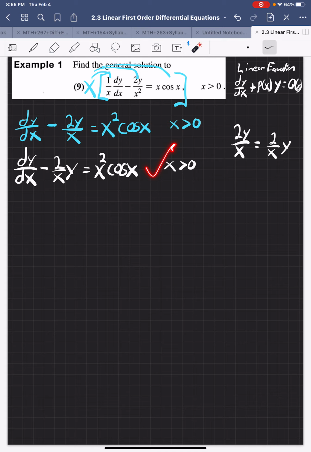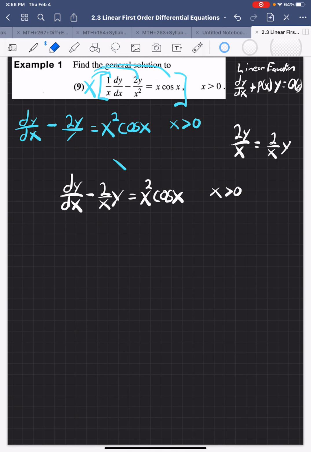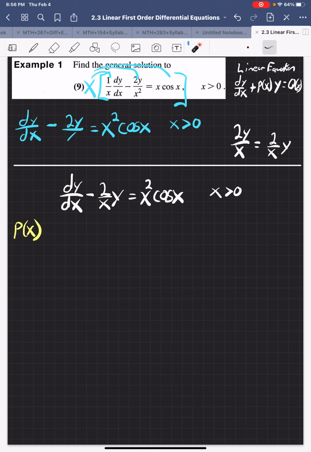And how do we go about using that method that we talked about in the previous video? Well, the first thing, let's start to grab some information. What we know at this point is that p of x, because it's p of x times y, is equal to negative 2 over x.